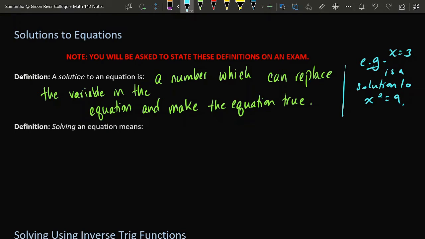How do I know that that is the case? I know it's the case because if I replace the x with a 3, I get 3 squared equals 9, and that is certainly a true statement. 3 squared, yes, that is in fact 9.